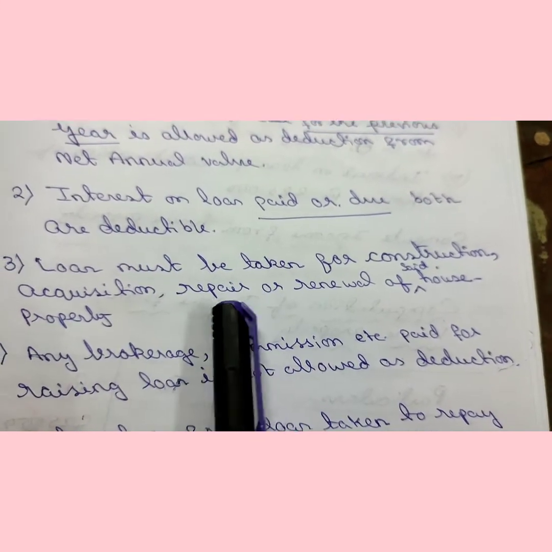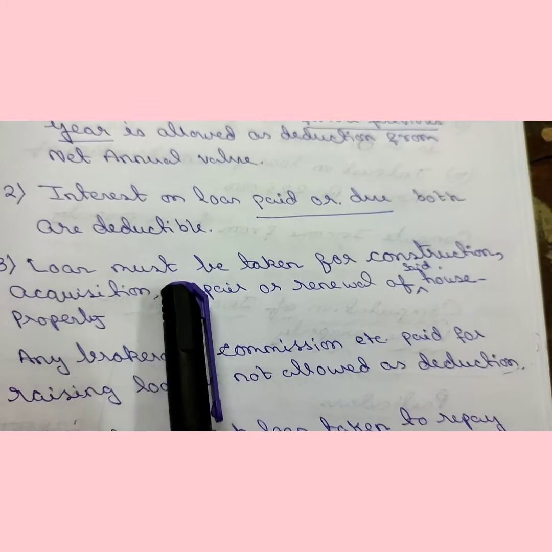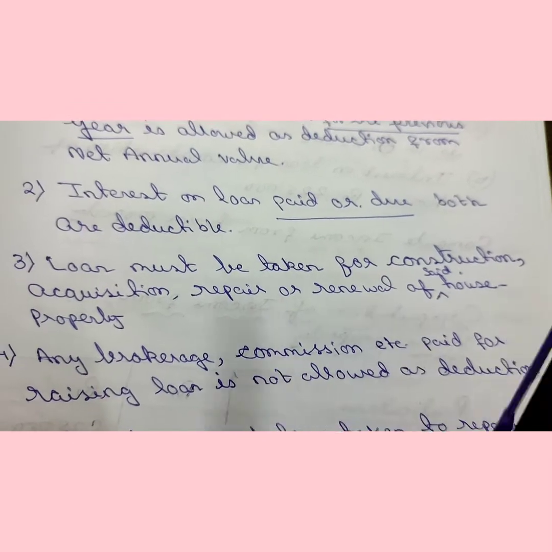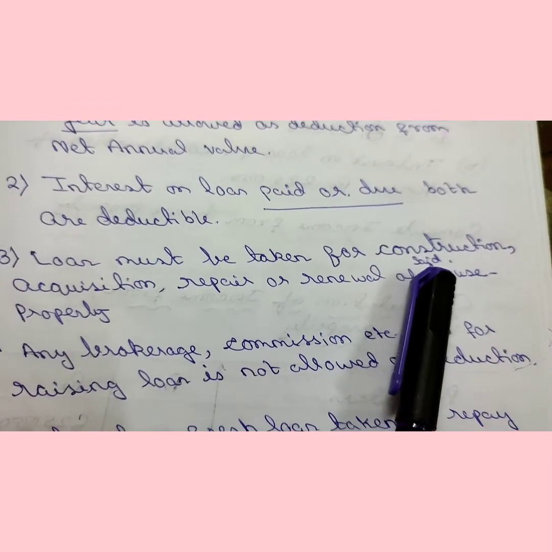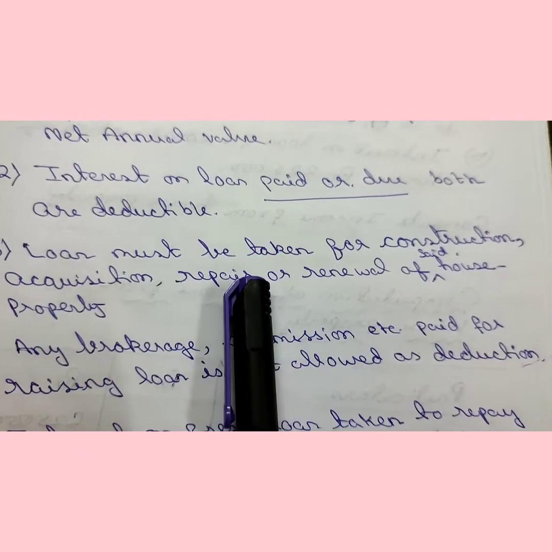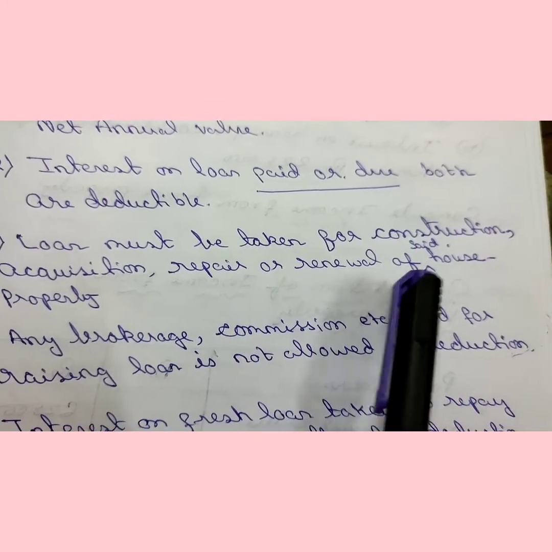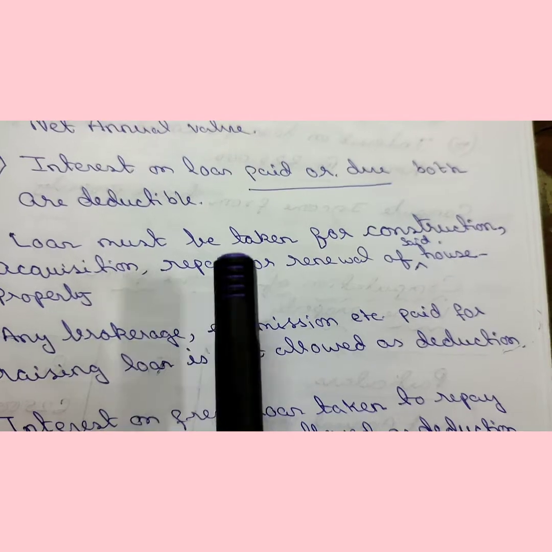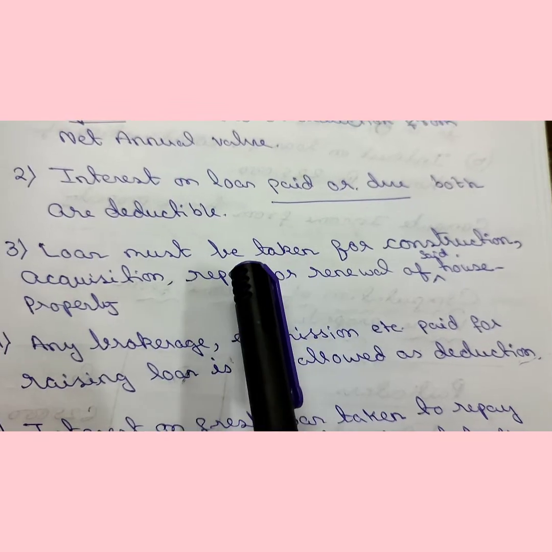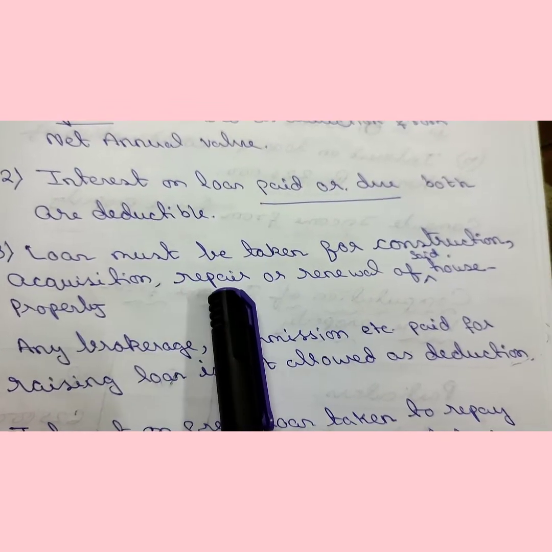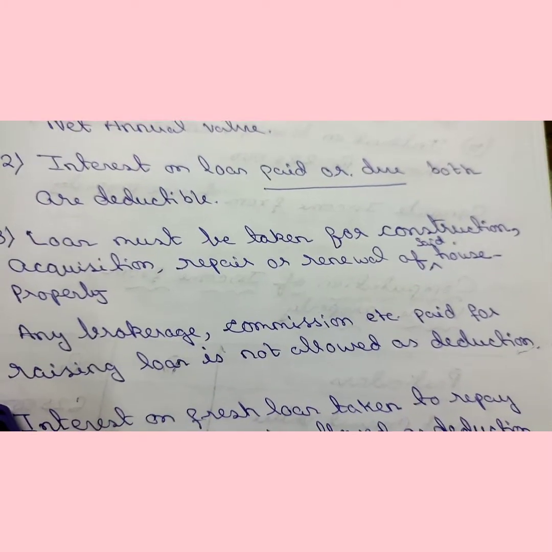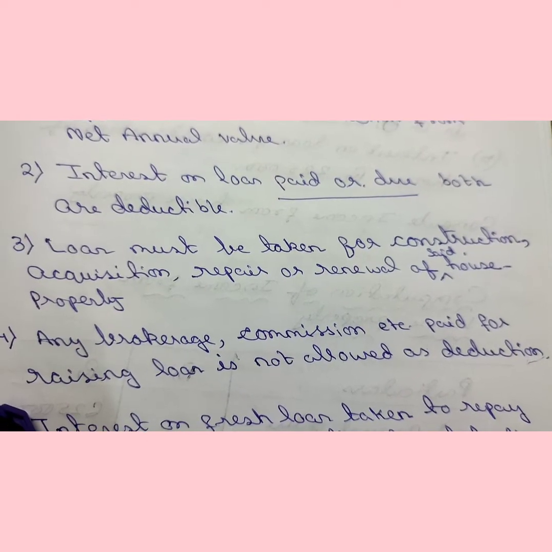For what purpose is the loan taken? For getting deduction, the purpose of loan should be construction of house, বাড়িটা তৈরি করার জন্য, acquisition of house, বাড়ি কেনার জন্য, repair or renewal or reconstruction of the property, মানে বাড়িটা যদি কোনো সাধারণ মেরামত করতে হয় তার জন্যও যদি লোন নেওয়া হয় সেটার জন্যও কিন্তু ছাড় পাওয়া যাবে। That means purpose of loan should be reconstruction, acquisition or purchase, repair, renewal or reconstruction of the house.